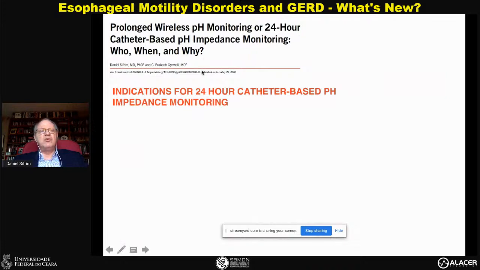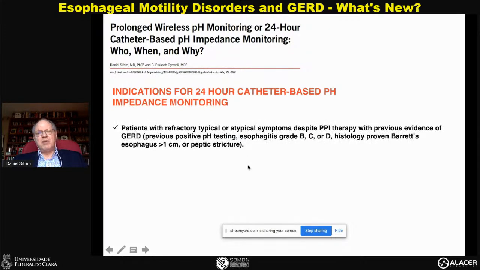Finally, I would like to share with you what we think at the moment. This was published a month ago. What are the best indications for impedance-pH monitoring? This was a comparison versus wireless pH monitoring, or Bravo. The first, as I said, is in patients with refractory, typical, or atypical symptoms despite PPI therapy, where there wasn't evidence of reflux disease before, and now we want to know why the patient is not responding to PPIs. So, refractory patients not responding to PPIs with previously documented reflux disease, they should be studied on PPIs with impedance-pH method.